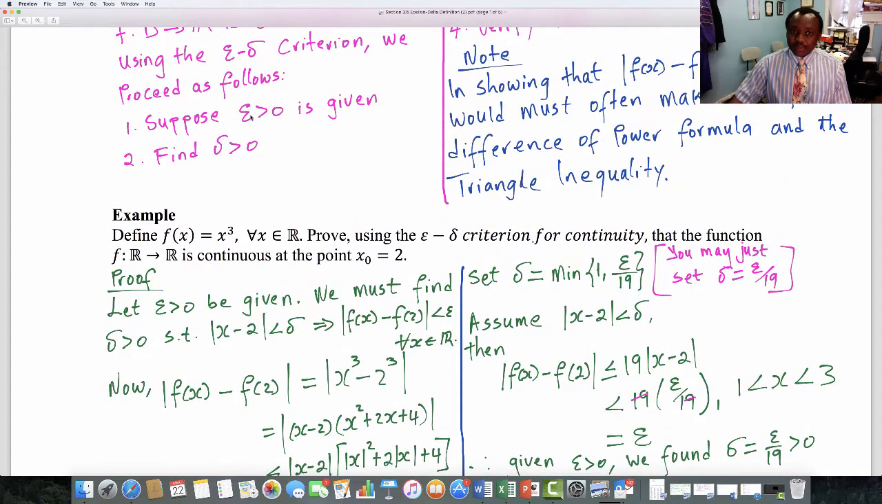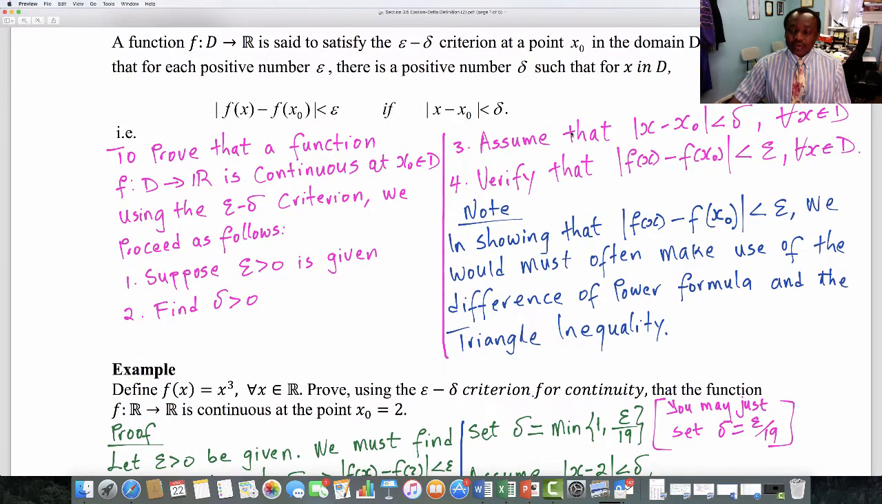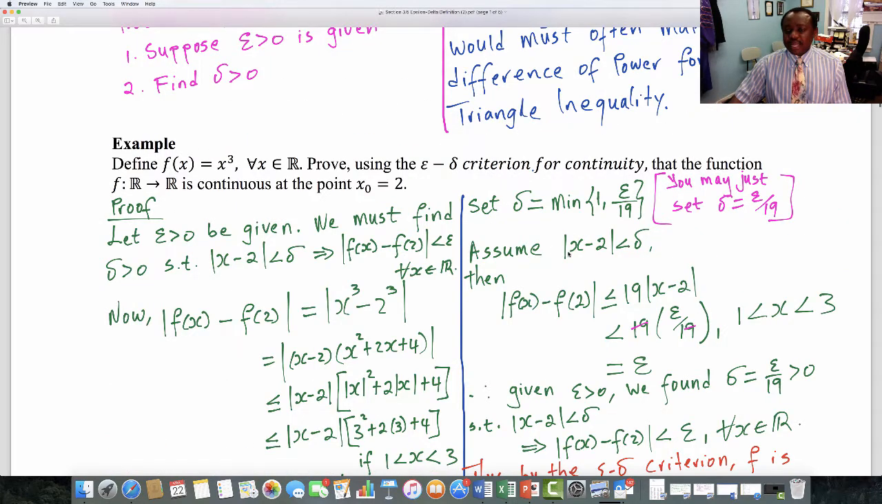Again, epsilon greater than 0 is given. We have found a delta. In this case, our delta is epsilon over 19. Next, we are going to assume that the absolute value of x minus x naught is less than delta and verify this. So assume that the absolute value of x minus 2 is less than our given delta.